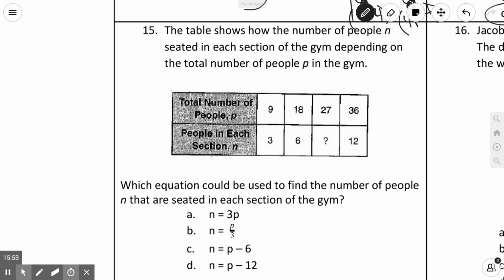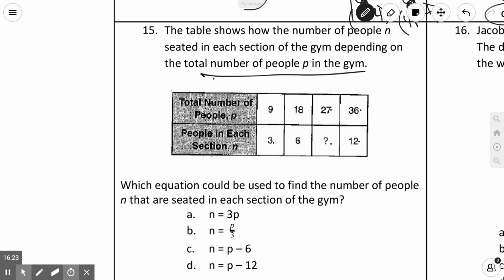The table below shows the number of people seated in each section of the gym depending on the total number of people in the gym. Which equation could be used to find the number of people seated in each section? So this tells me if there's 9 people, I have 3 people in each section. If there's 18 people, I have 6 people in each section. If there's 27 people, how many people are in each section? If there's 36 people, 12 are in each section.